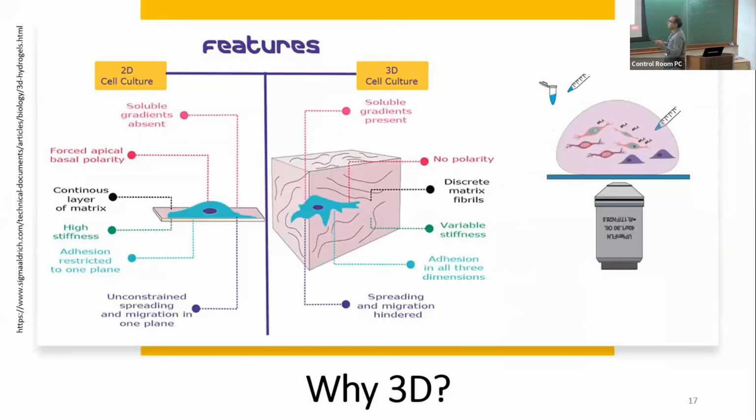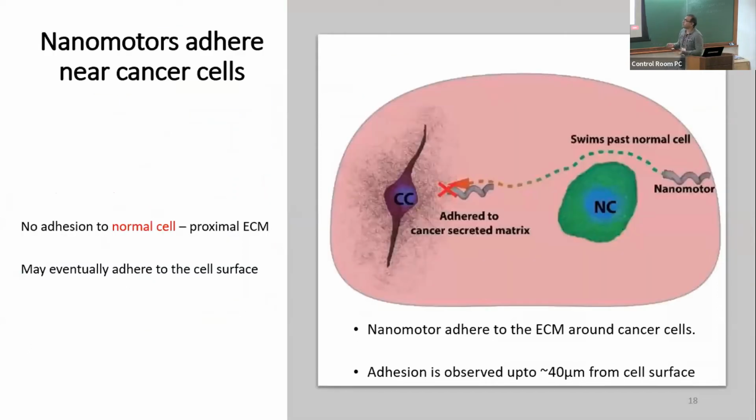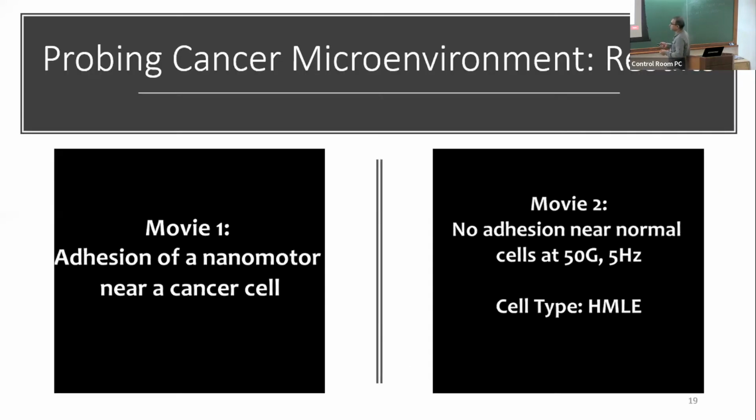And we need 3D because in 2D there are a lot of other artifacts that we don't want. So the cell has to feel at home in a 3D environment. And when we do that, what we find is if we drive nanorobots in this matrix, it can swim past normal cells, but whenever it comes close to a cancer cell, it gets stuck. So there is no adhesion to a normal cell, but they eventually adhere to the normal cell surface maybe, but they will always get stuck at a distance from the cancer cell. And this adhesion was observed up to 40 microns from the cell surface.